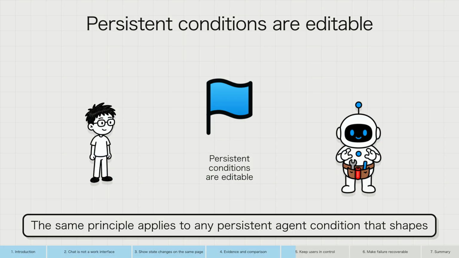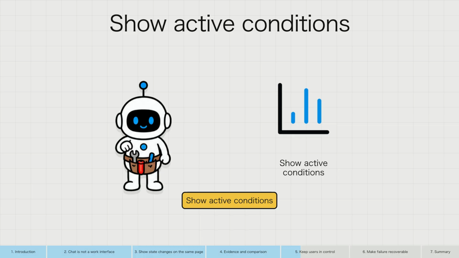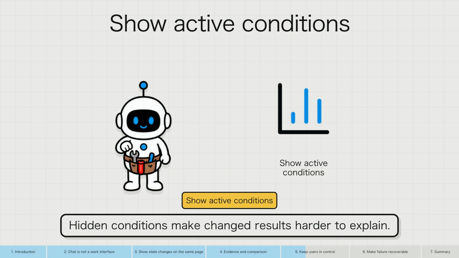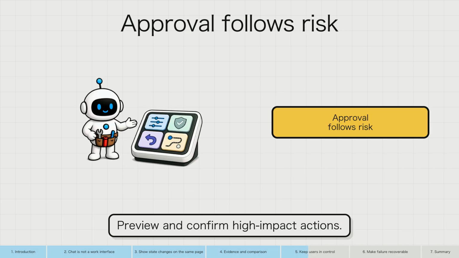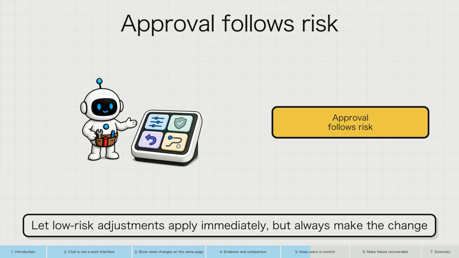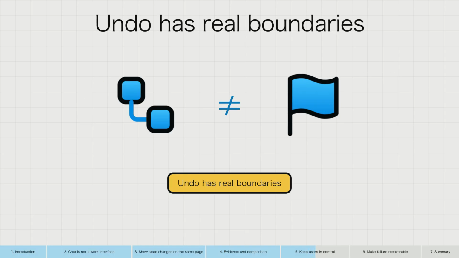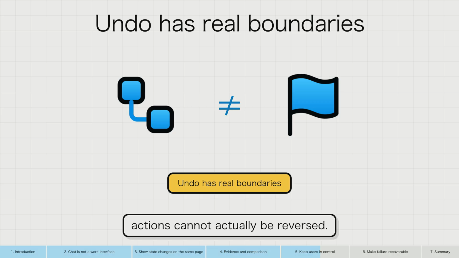The same principle applies to any persistent agent condition that shapes results. Current filters, preferences, permissions, and goals should be visible. Hidden conditions make changed results harder to explain. Preview and confirm high-impact actions. Let low-risk adjustments apply immediately, but always make the change visible. Undo should state which object and version it restores, plus which external actions cannot actually be reversed.